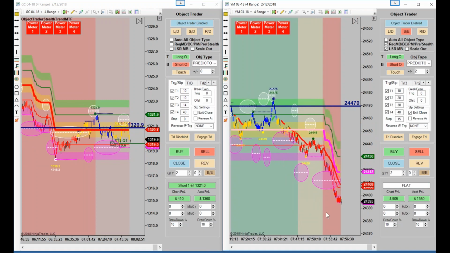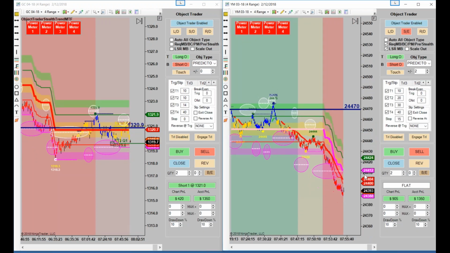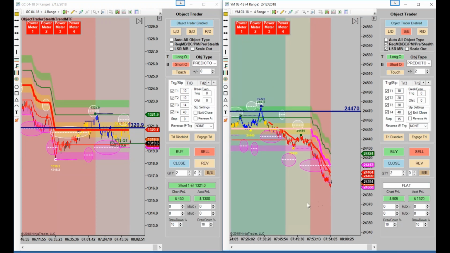And notice that you got a really, really nice run. Unfortunately, I didn't move my target, so we're out of this trade totally. And this may run.